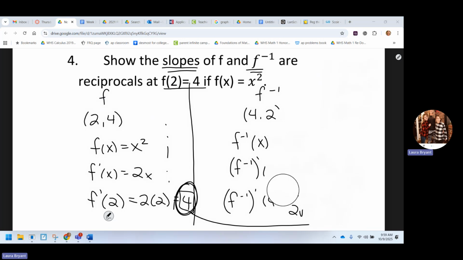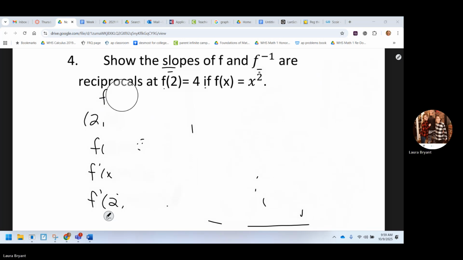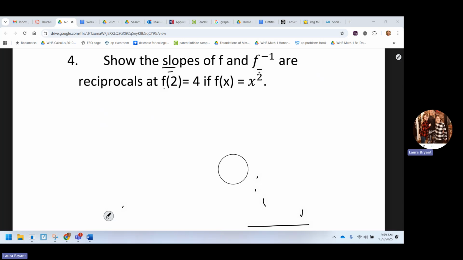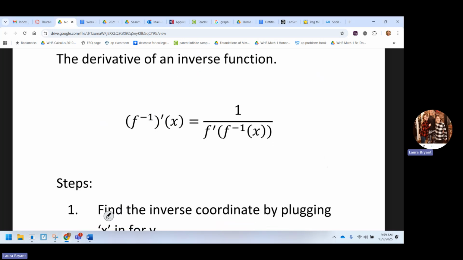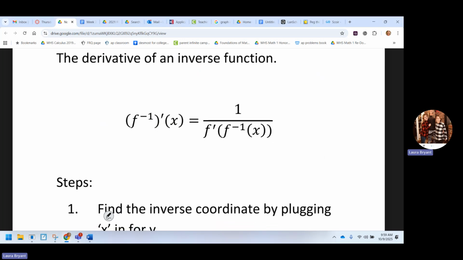Okay, so let's look at the equation and then we're gonna try it. So our property or equation today is the derivative of an inverse function. So this is the formula and it just looks super crazy.